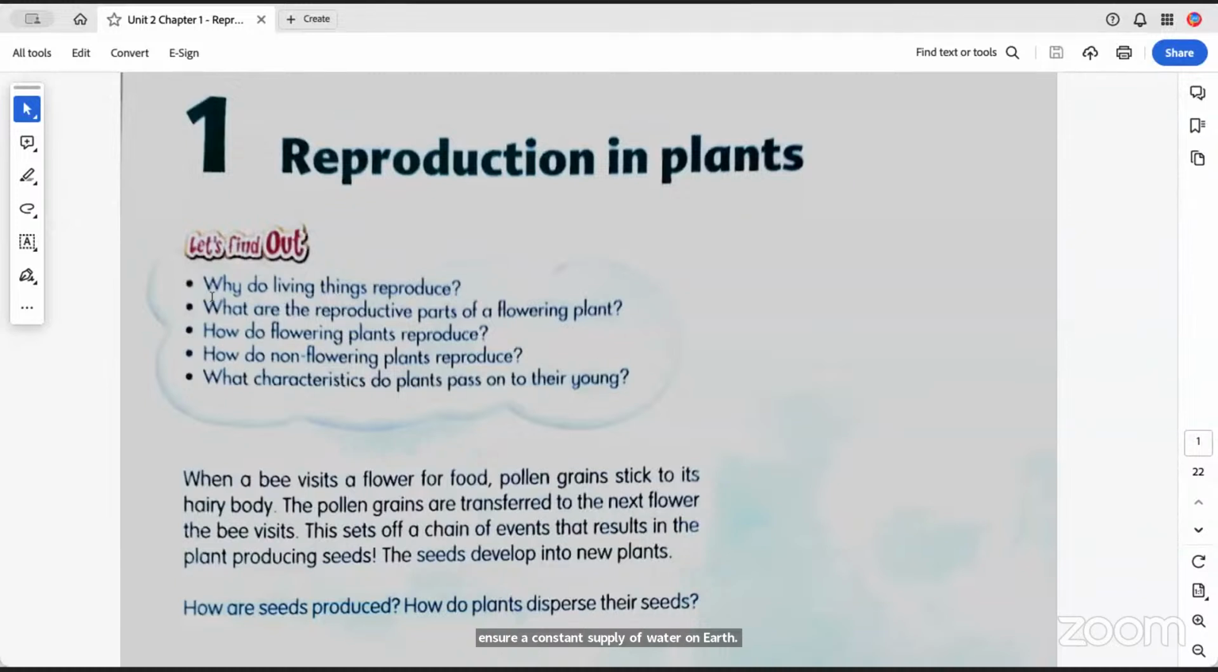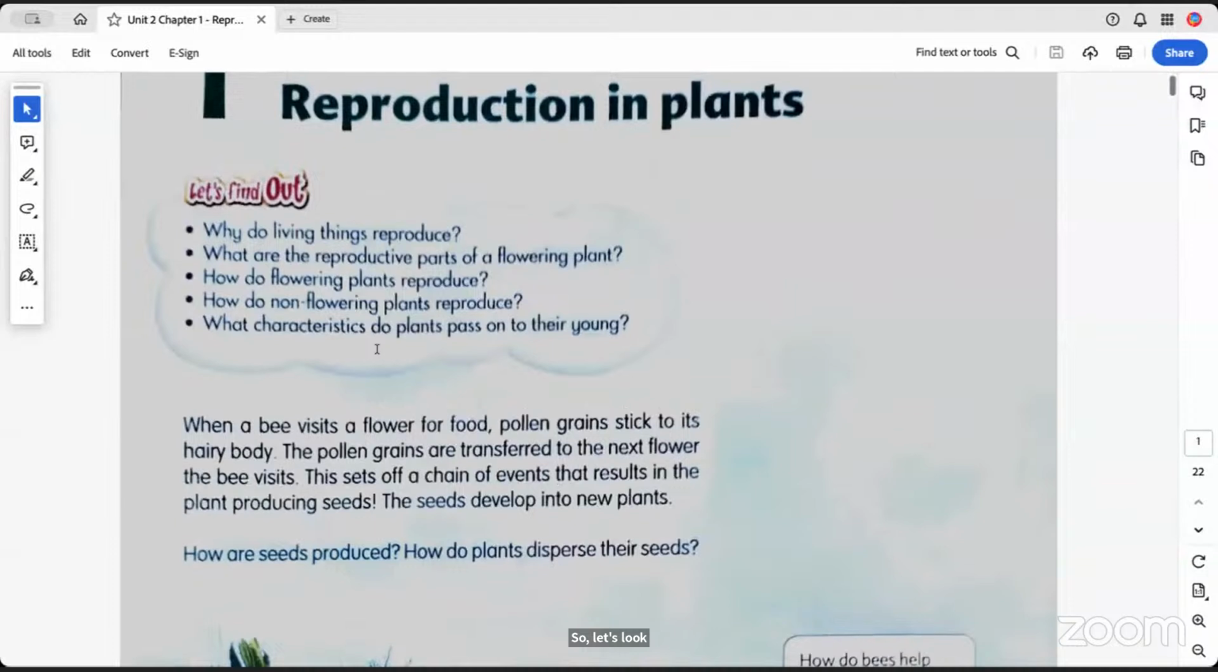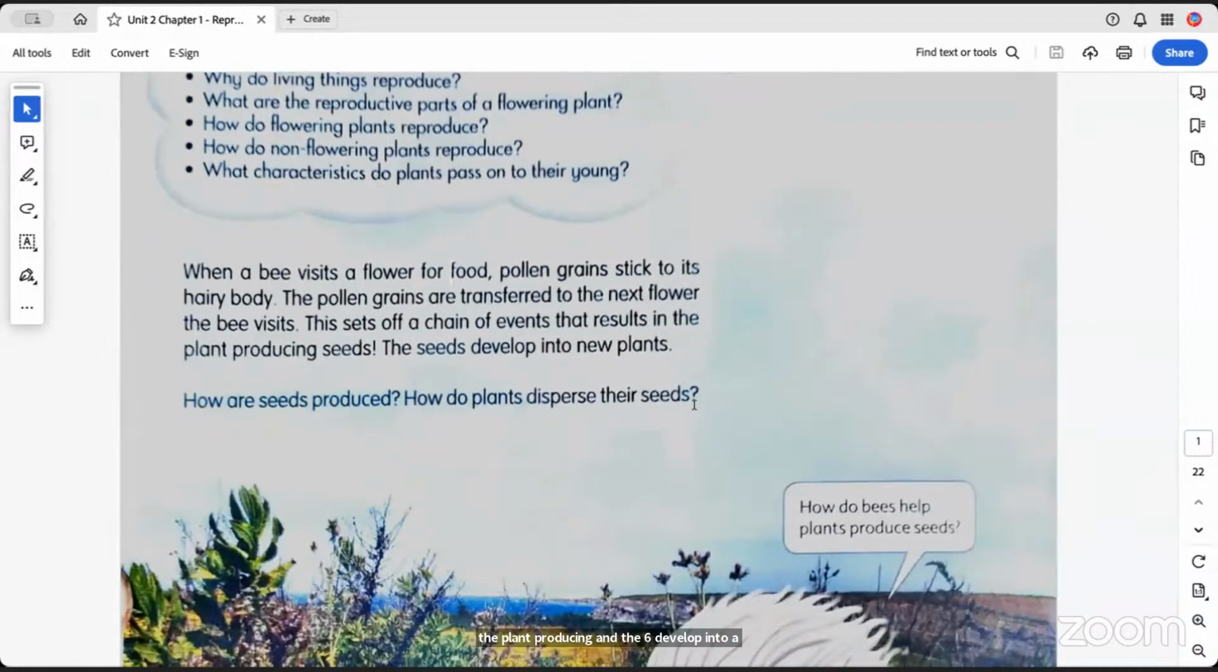So let's look into this lesson. When a bee visits a flower for food, the pollen grains stick to its hairy body. Then the bee goes to another flower for food. The pollen grains are then transferred to the next flower that the bee visited. This sets off a chain of events that results in the plant producing seeds, and the seeds develop into new plants. So today we look into how seeds are produced and how the plants disperse their seeds.